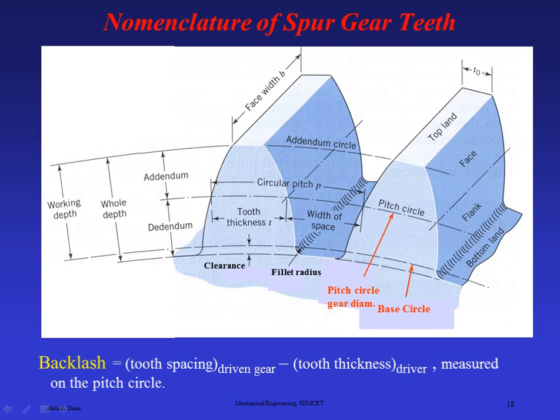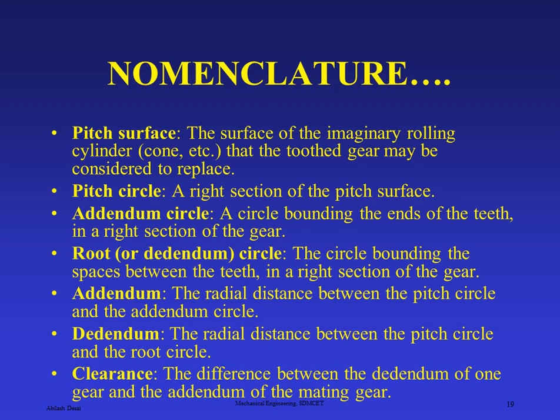And the backlash is also calculated if there is error. So the tooth spacing of the driven gear minus the tooth thickness of the driver, if you measure on the pitch circle, that will give the backlash. Okay, so those are the things we discussed now.